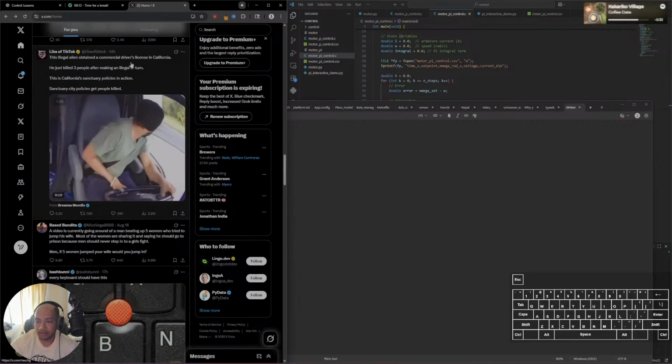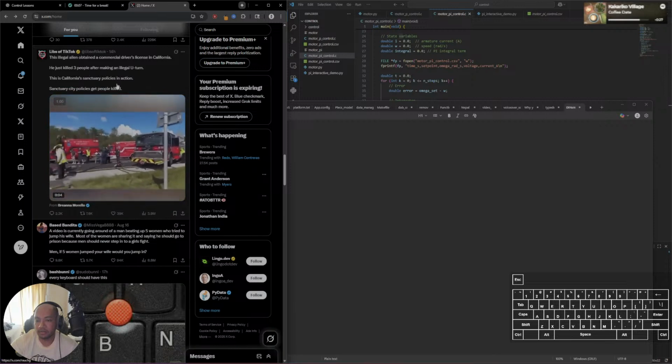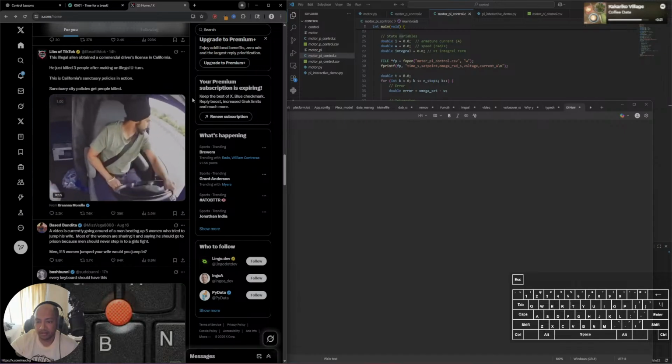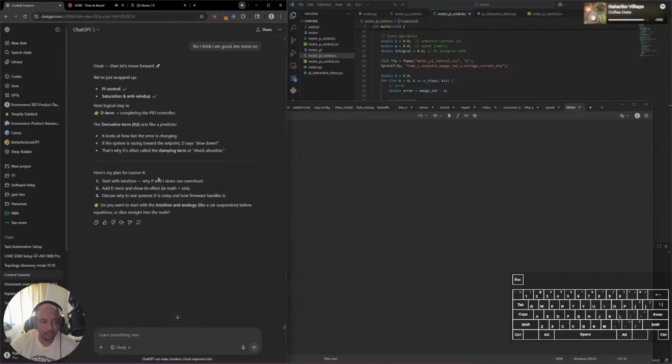This illegal alien obtained a commercial driver's license in California. He just killed 3 people after making an illegal U-turn? What the heck? Oh, alright. I'm sorry. Okay, fine. I'll get back to that later. But that's crazy. That's absolutely crazy. How did the man pass his driver's license? Don't you have to take a huge test for that? One second. My vacuum is, I think, okay, never mind. It was just staring at the wall for some reason. Whatever. You do you, vacuum.